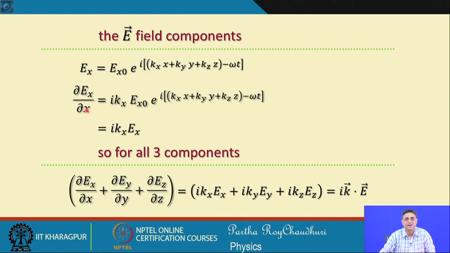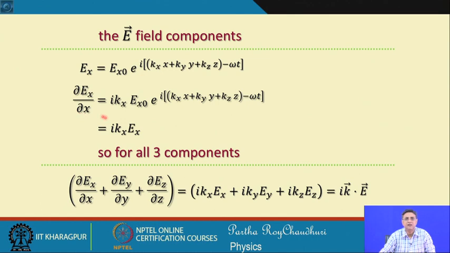So, when ∂/∂x operates on E_x, it will detach this i k_x and leave E_x0 times the rest, that is E_x as it is. By doing so we get ∂E_x/∂x = i k_x E_x, and this is for only the x component.